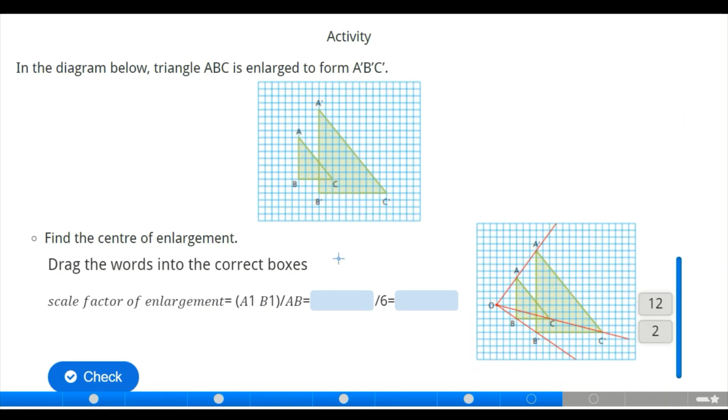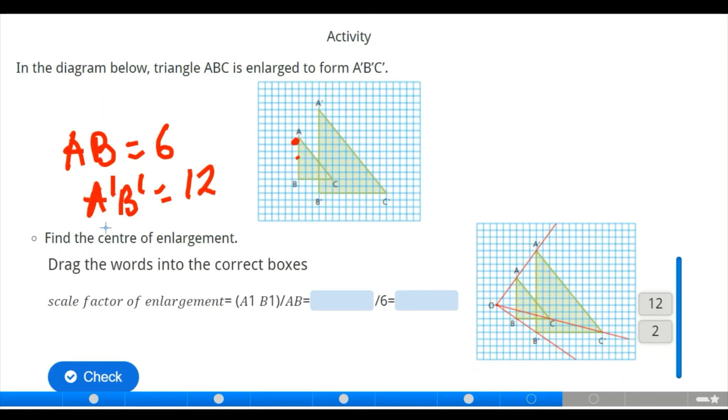So let's look at this structure here. Now what do we need to do? Let's look for the scale factor of AB and A prime, B prime. If you count the boxes that we have here, we have 1, 2, 3, 4, 5, 6. So for AB, the length is 6. And now for A prime, B prime, we have 1, 2, 3, 4, 5, 6, 7, 8, 9, 10, 11, 12. So we have the line A prime B prime to be 12.